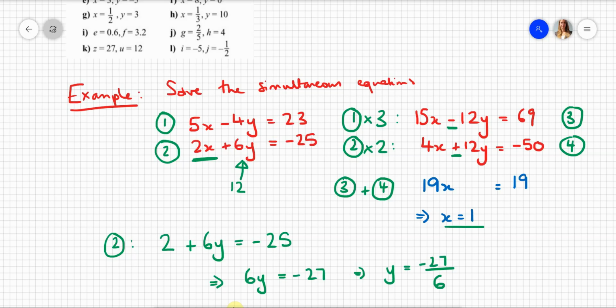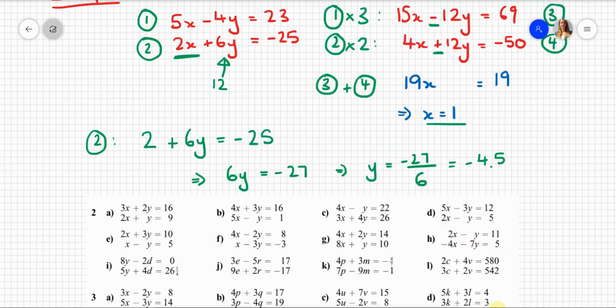And then y equals negative 27 over 6, which is negative 4.5. So now I would like you to have a go at questions 2 and 3 from the exercise on Show My Homework. You can see most of them on the screen underneath the example, but you will need to go to Show My Homework for the rest of question 3. So have a go at those, please, and then mark your answers, and then we'll go on to the final example for today.